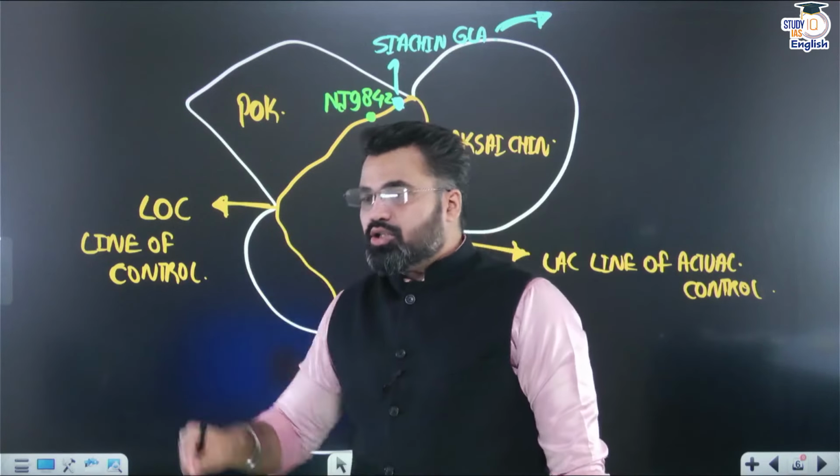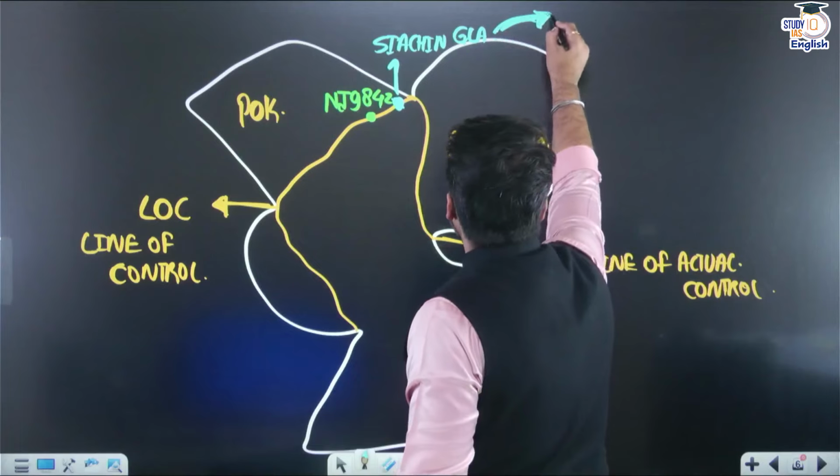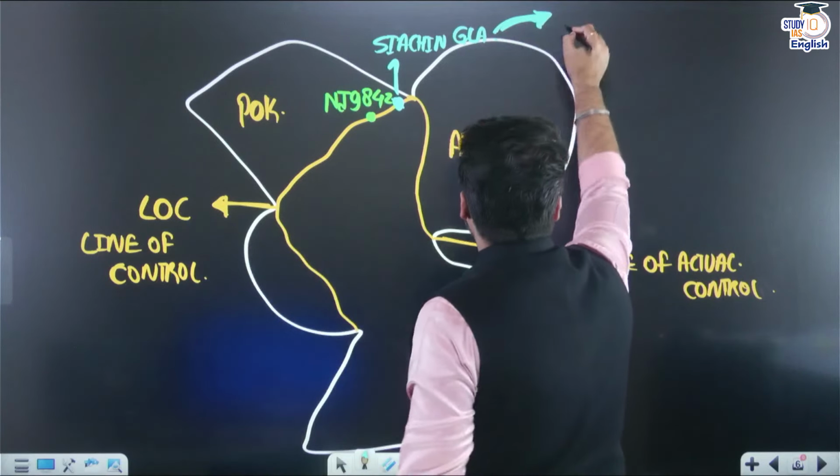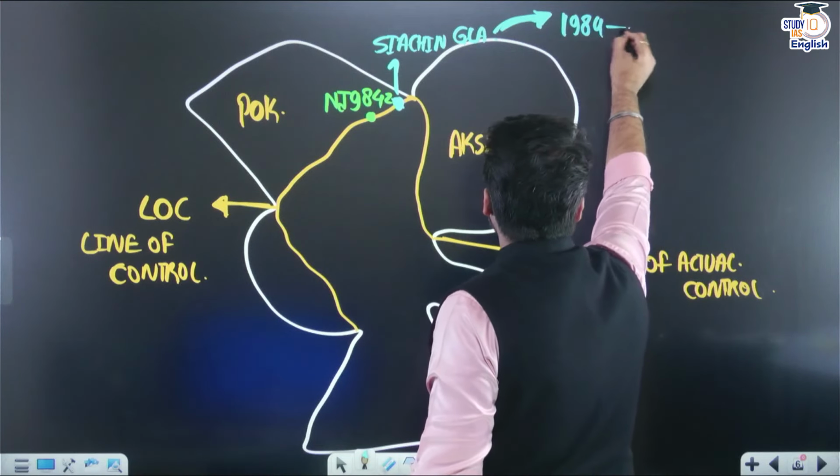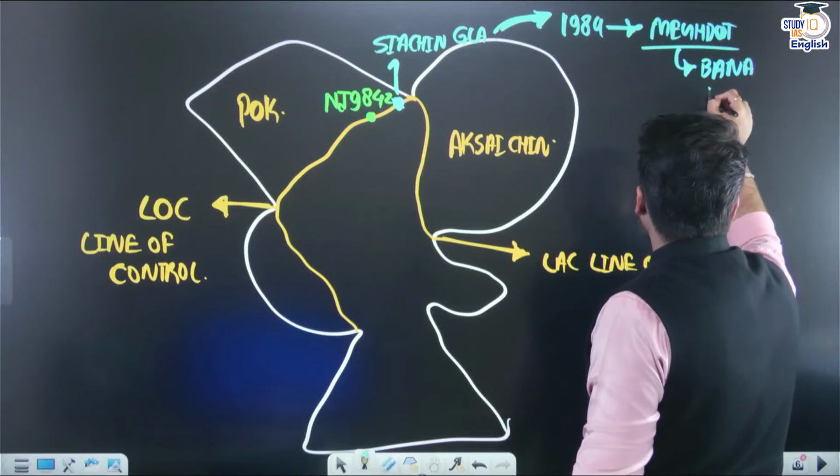Fine. So this Siachen was not clear in 1971. That's why in 1984 we exercised an operation called Operation Meghdoot, under the leadership of Veer Bahadur Singh Bana, and we won that glacier also. This operation is called Meghdoot, led by Bana, B-A-N-A. That's why this post is called Bana Post.